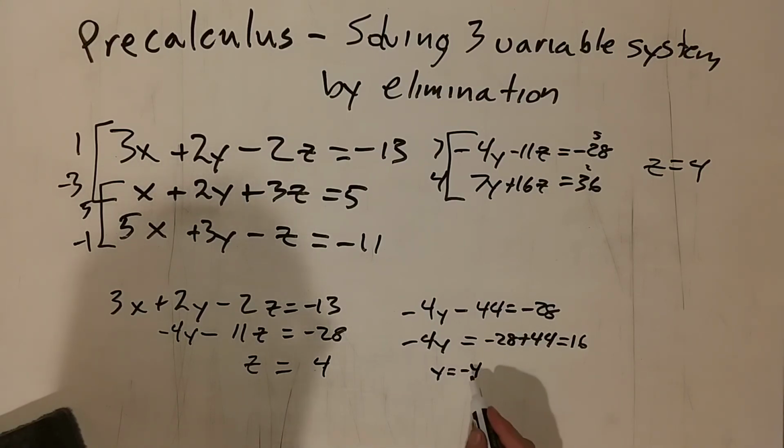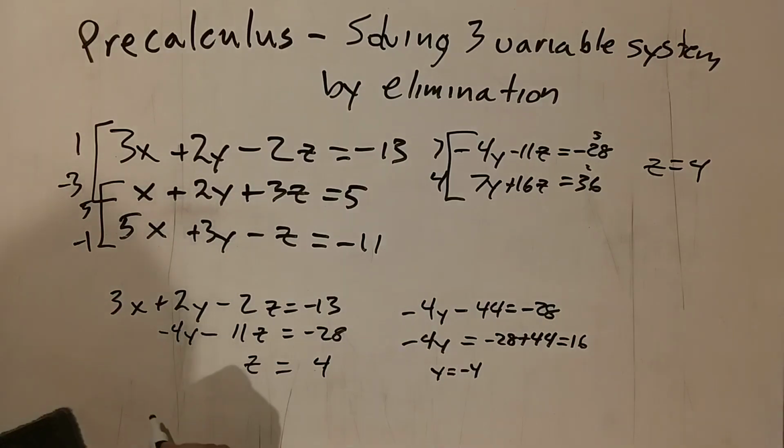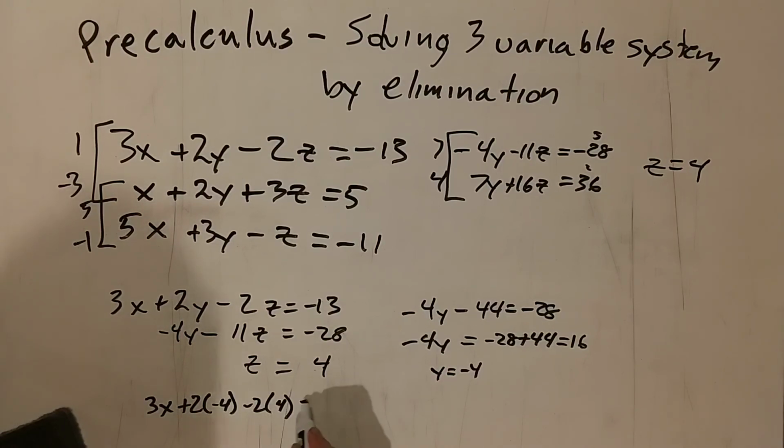And now I take that and plug it into the top equation. 3x plus 2 times negative 4 minus 2 times positive 4 equals negative 13.